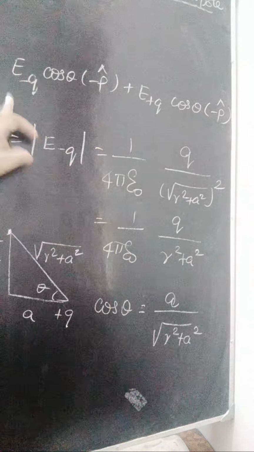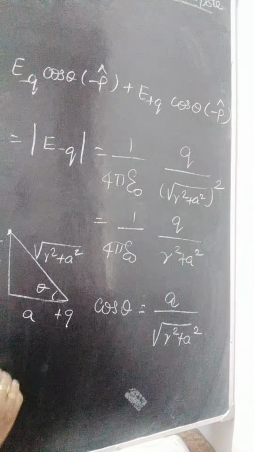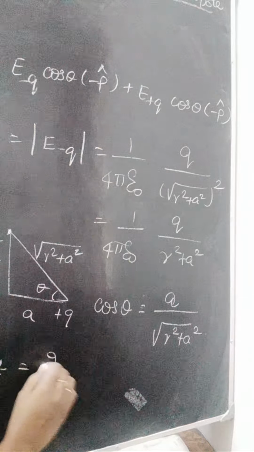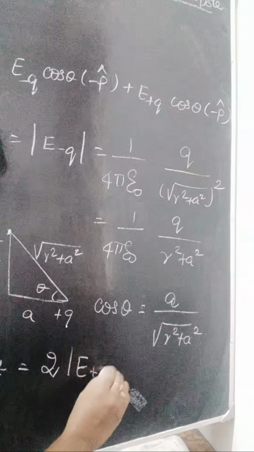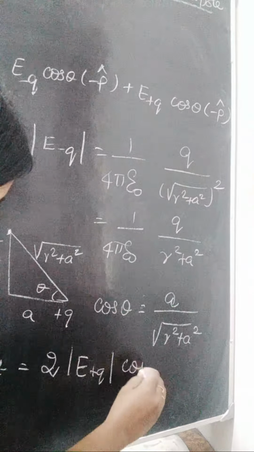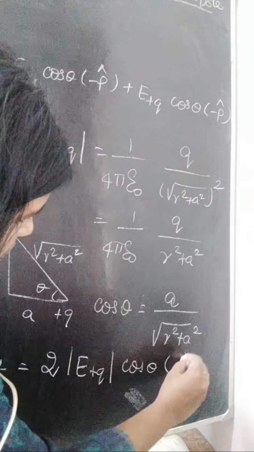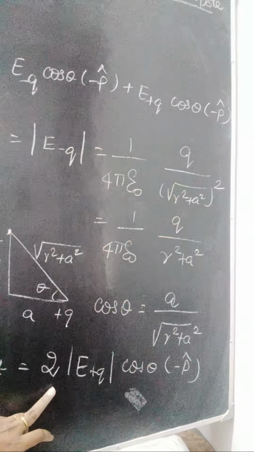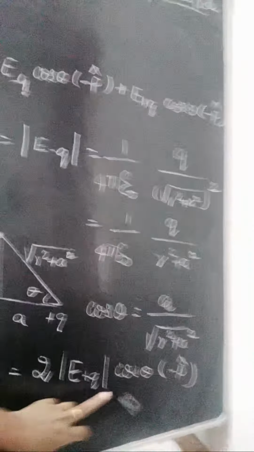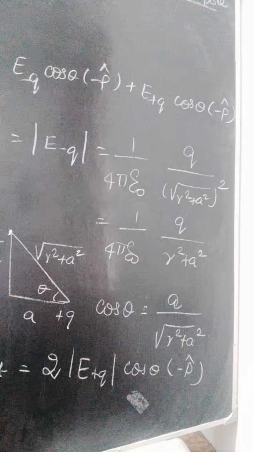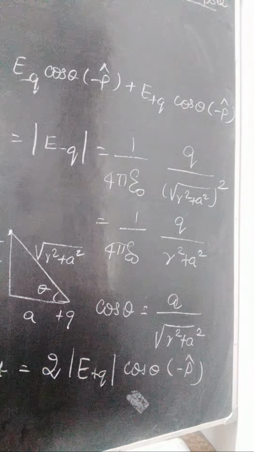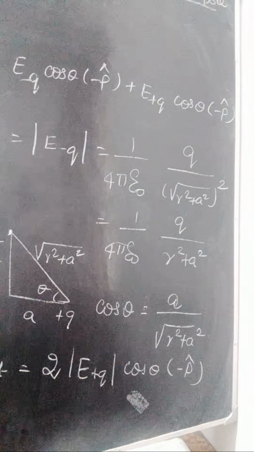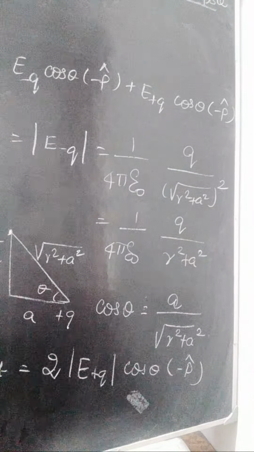So shall I take this E total vector as 2 into E plus q, or E minus q, into cos theta into minus p cap? Shall I write like that? 1 plus 1 gives you 2. So 2 into E plus q cos theta into minus p cap. Is this point clear? If you are getting up to this one itself, most of the things will get clear.